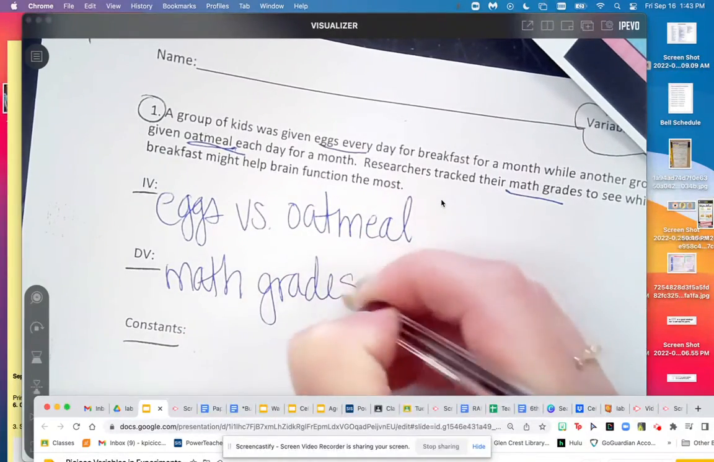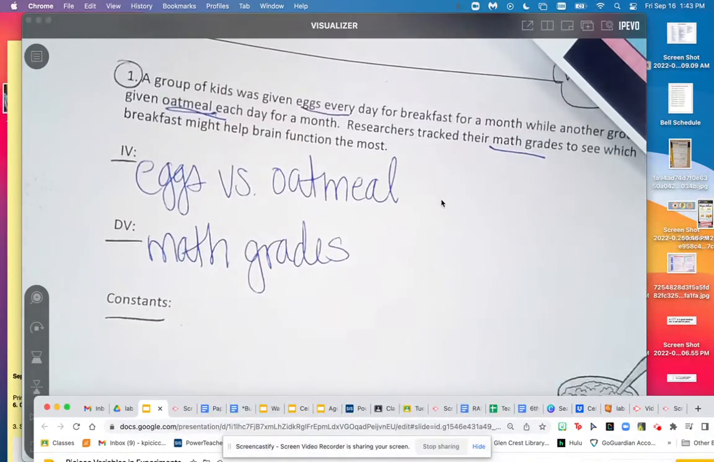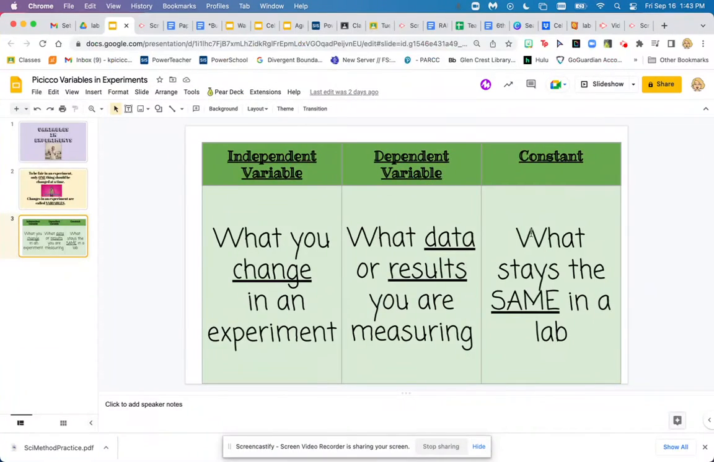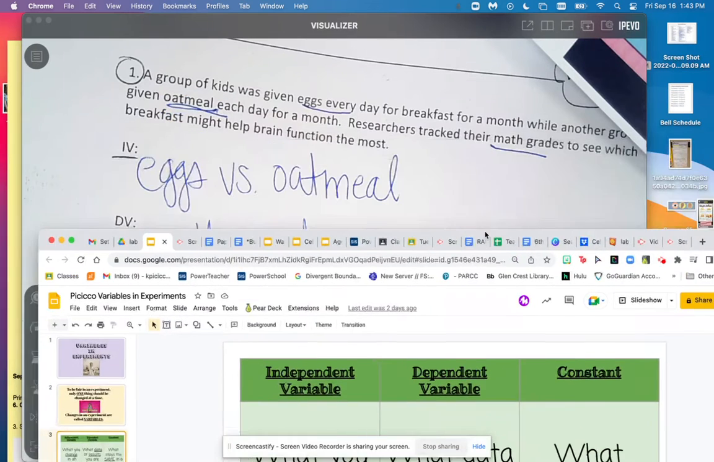I'm going to look at whose math grades are better. That's the results or the data I'm looking for. The last one is the constants. If you remember, constants means what stays the same. Everything else that stays the same. This could be multiple answers.